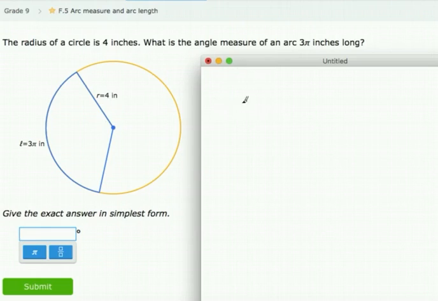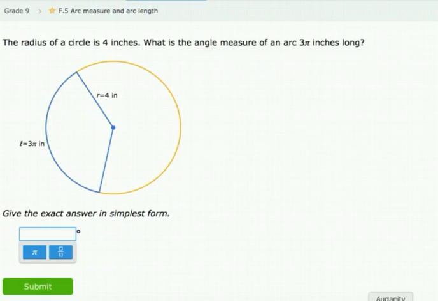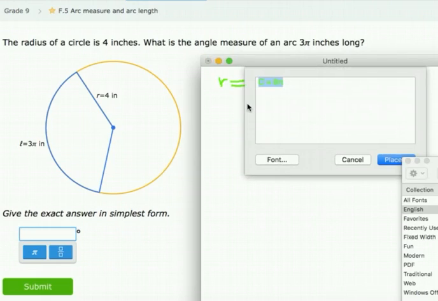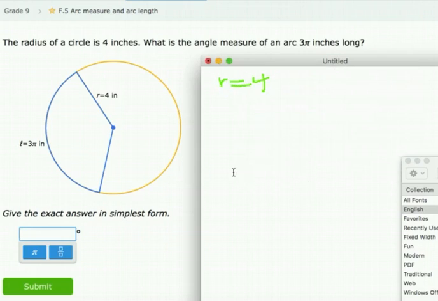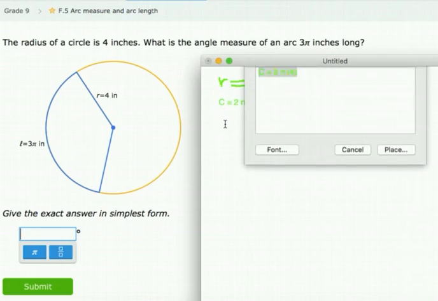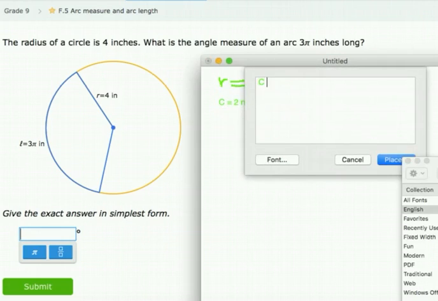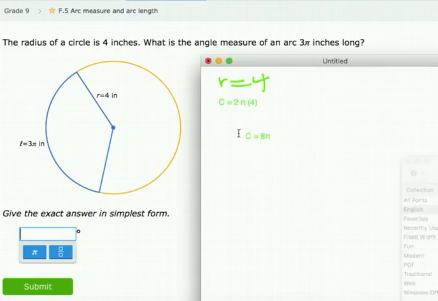So I've got a radius of 4 inches. That's going to be r equals 4. And that means that the circumference, since the circumference equals 2 times pi times your radius of 4, then that means your circumference, just like the last example, ends up being 8 pi. We got our circumference.